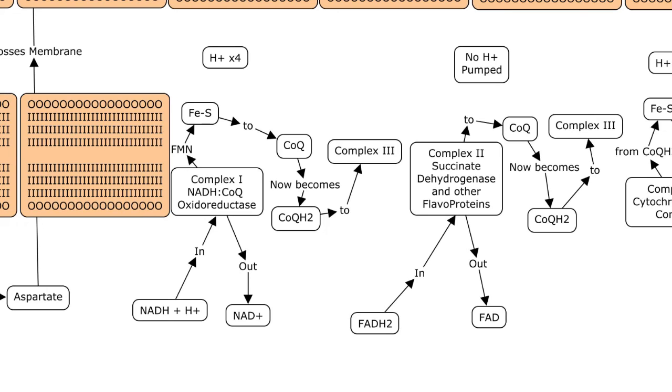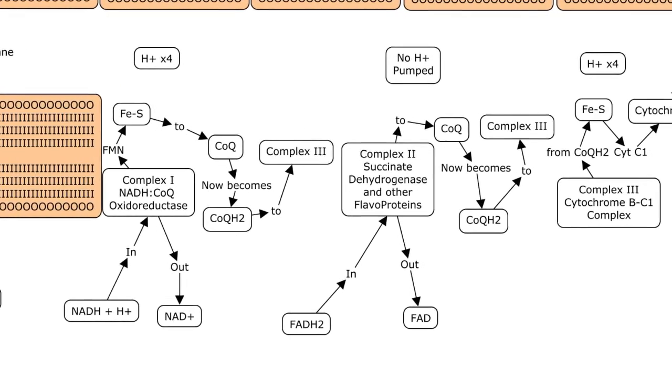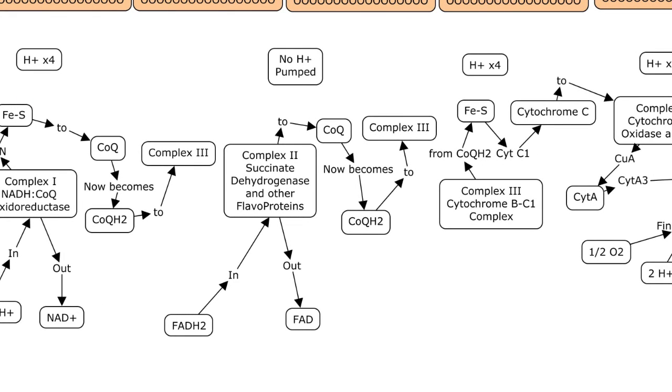So our CoQH2 is going to go to complex 3. Remember, these structures are all 3D, and coenzyme Q is a mobile carrier. It can just zip around in the membrane, so it's going to go to complex 3. Complex 2 is the succinate dehydrogenase and other flavoproteins complex. That's where FADH2 is going to drop off its electrons. It's going to drop them off there via the complex's electron transferring flavoproteins, or ETFs. And it's going to transfer them to CoQ, which again becomes CoQH2, and heads to complex 3.